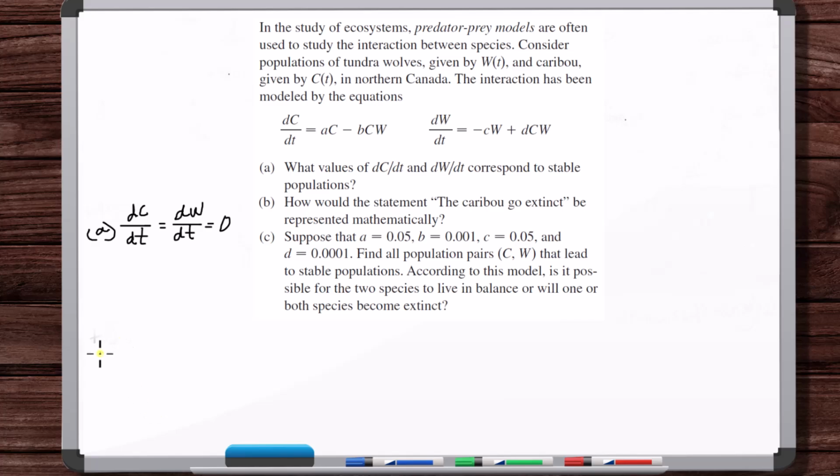Part B. How would the statement, the caribou go extinct, be represented mathematically? The caribou go extinct. That would be that C(t) is equal to 0. Not dC/dt, because you could have dC/dt equal to 0 and you've got 5 million caribou. It's just not changing. To go extinct means that there's no more caribou.